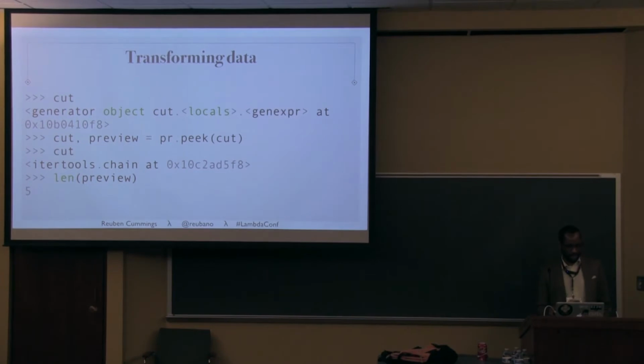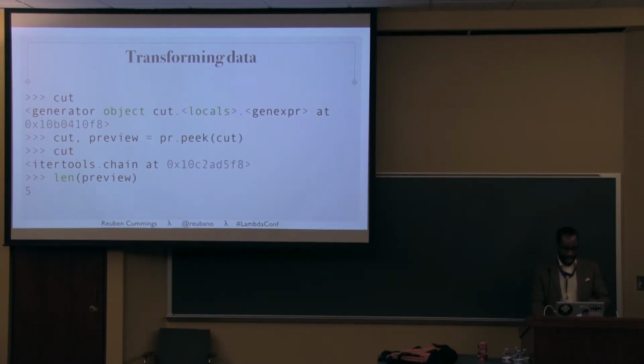And like everything that Meza returns, it's an iterator, so cut here is just a generator expression. Somebody was asking how you don't consume the items of an iterator. You use this function called peek. What peek does is it takes an iterator and returns a tuple: a new iterator that has not been consumed, and a preview, which is a list of, by default, the first 5 items of that iterator. But you can configure it for however many you want.